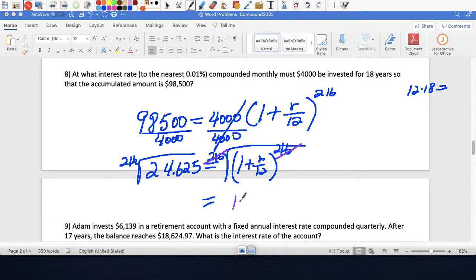I'm going to be left with 1 plus r over 12. And then on this side, you're going to have to figure out what number times itself 216 times equals 24.625. Thank God we have a calculator, so we're going to press second function.